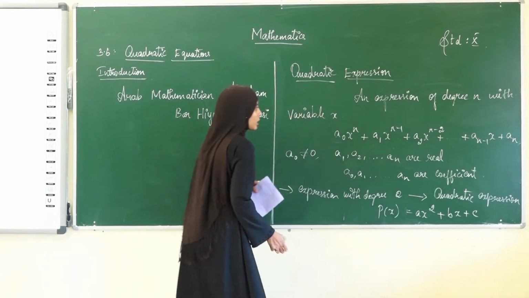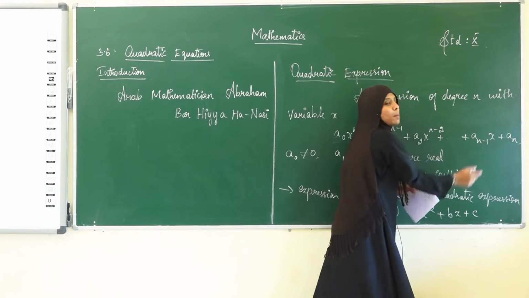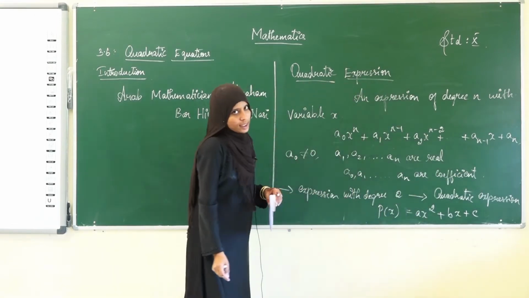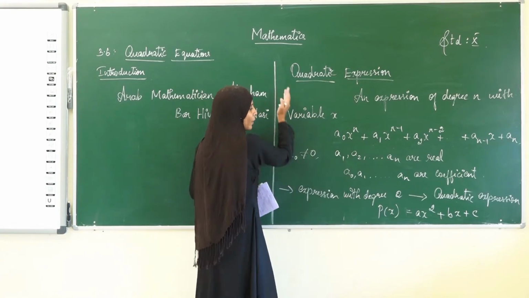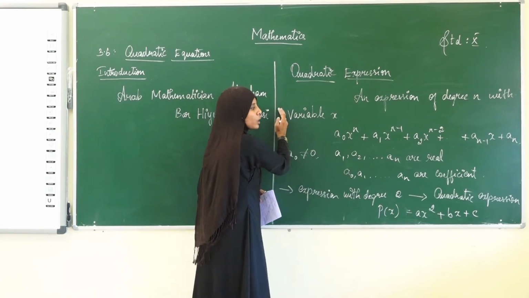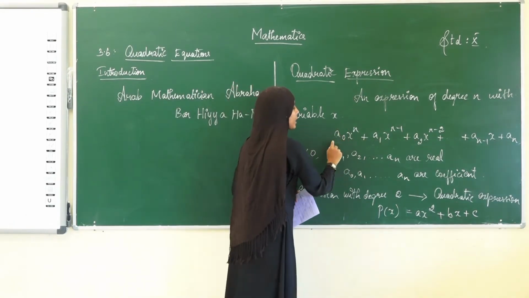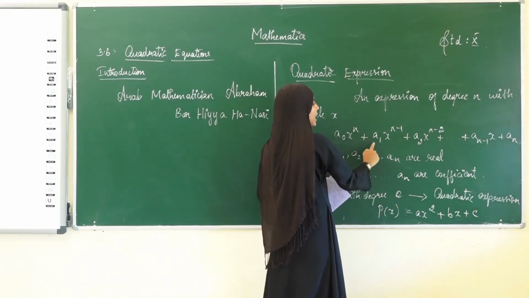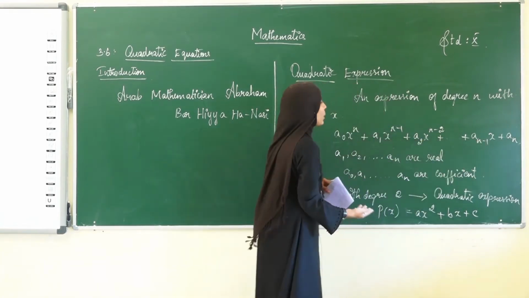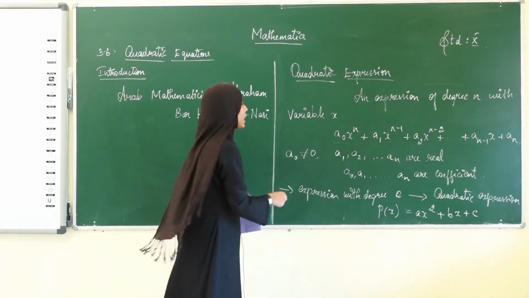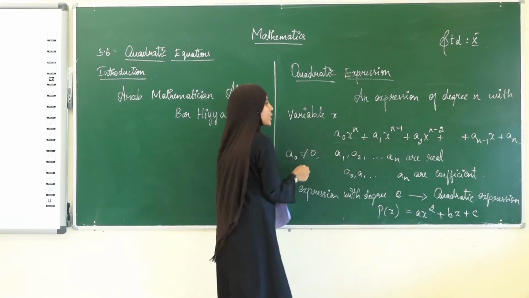These terms a0, a1, a2, etc. up to an minus 1 are called coefficients. So get it clearly, what is a quadratic expression? It is an expression of degree n with a variable. If the variable is y and we write a0 y power n plus a1 y power n minus 1 plus a2 y power n minus 2, etc., then the variable of this expression will be y. Here, as we have written this expression with x, the variable of this expression is x.